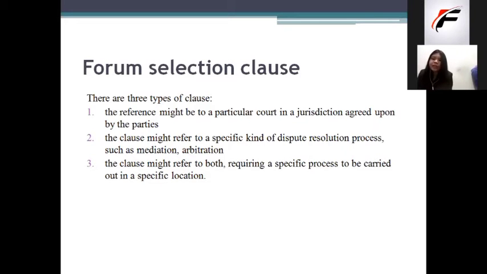So when we decide the forum of the lex fori, there are three types of clause. The first one is that the requirement may be a particular court in a jurisdiction agreed upon by parties. So the parties agreed to use what forum, what law. The second one, the clause may refer to a specific kind of dispute resolution, such as mediation or arbitration. This means that when they make a contract, they make a transaction, they already decide where the arbitration is going to take place, where the mediation is going to take place, what forum they will use. The third one is that the clause may refer to both, so they use both, requiring a specific process in a specific location.